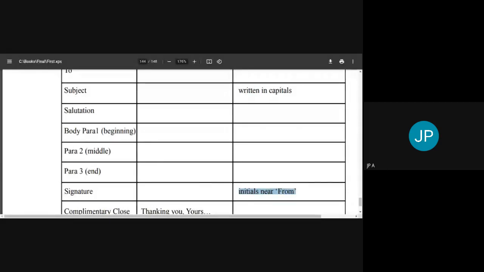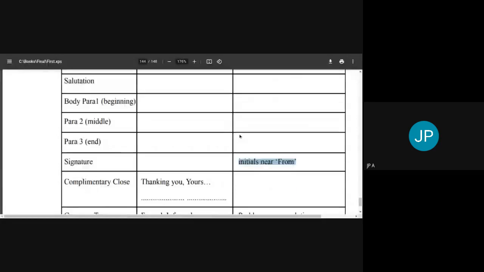So there is no signature in a memo. And complementary clause, we have seen that there is a complementary clause we use in all formal letters. It is thanking you, yours faithfully, yours sincerely, etc. But such complementary clauses are absent in a memo.